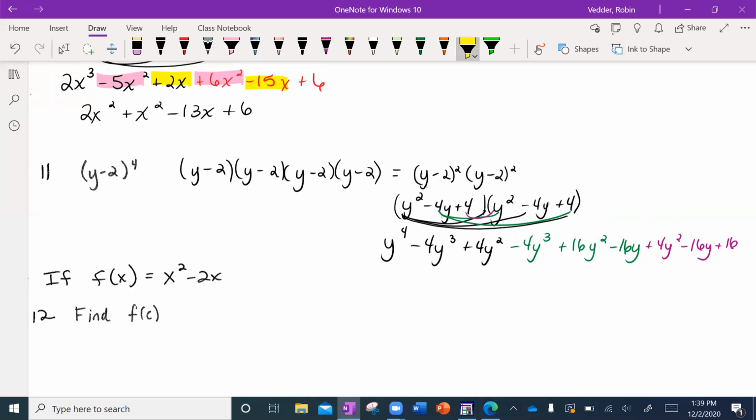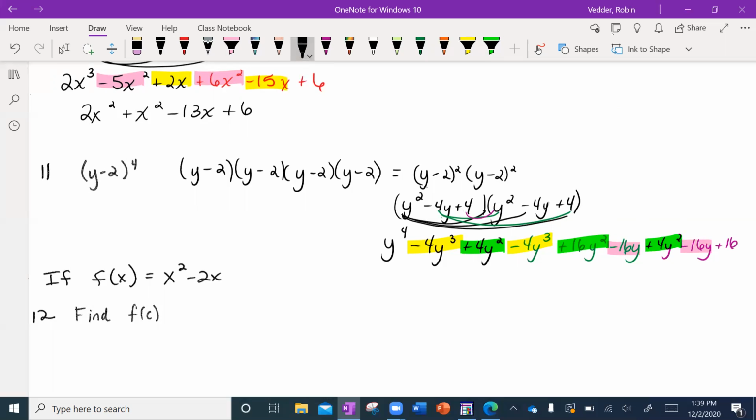Finally, there's some like terms to combine. I'm going to combine our y cubed. I'm going to combine our y squared. I'm going to combine our y's. And I noticed that I forgot a y squared, so I'm going to go ahead and highlight that one in green as well.